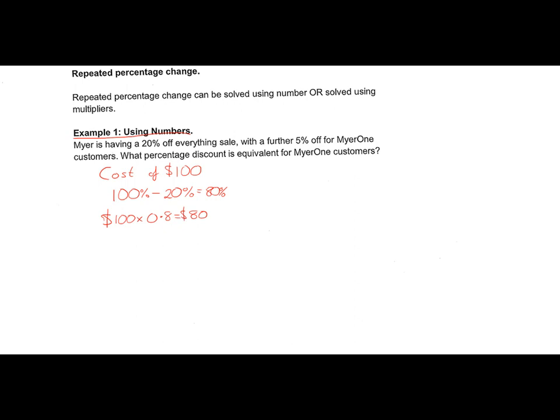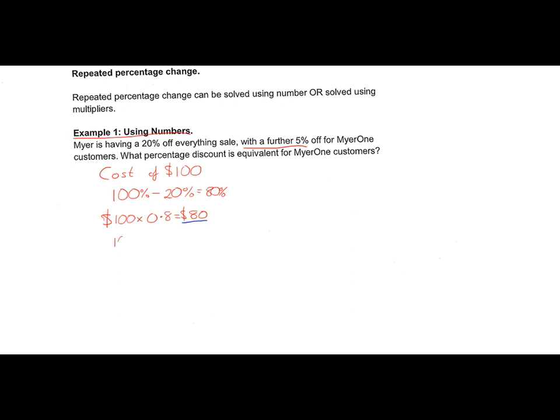So that's the first part. It then says at the top that there's a further 5% off. The further 5% basically means that it's 5% off this new cost of $80. It's not 5% off the original cost. So that's the idea of repeated percentage change. That's what they're looking to factor out. So this $80 figure becomes our new starting point.